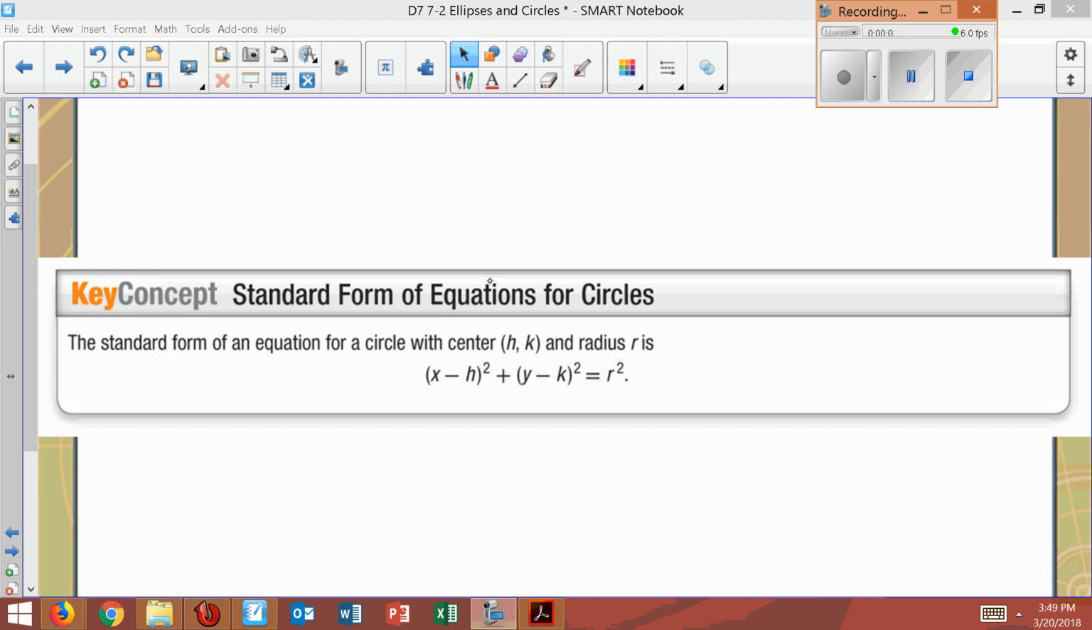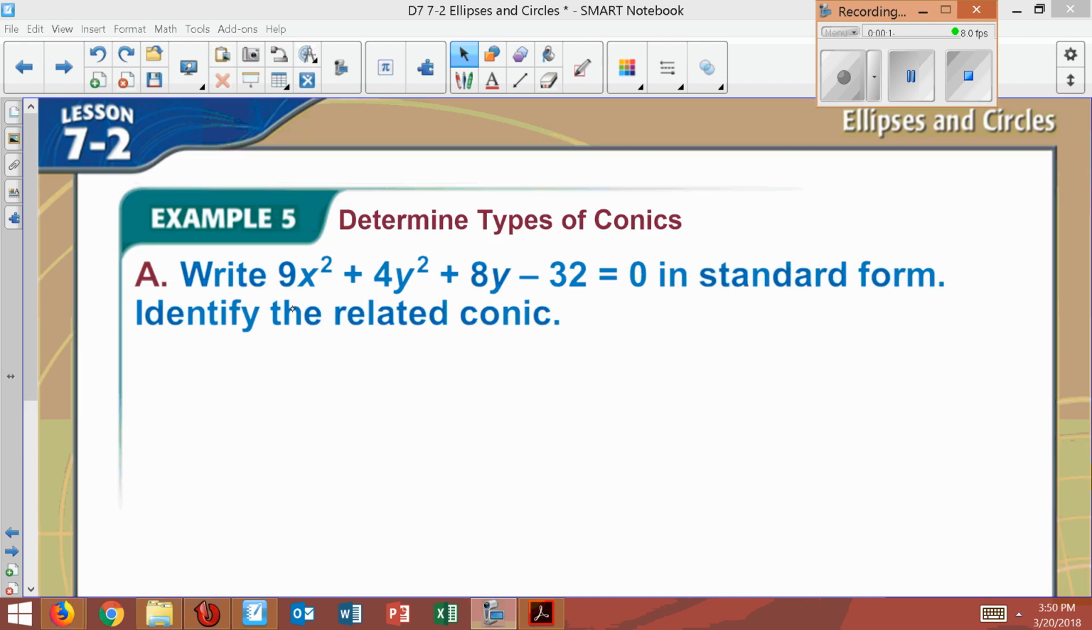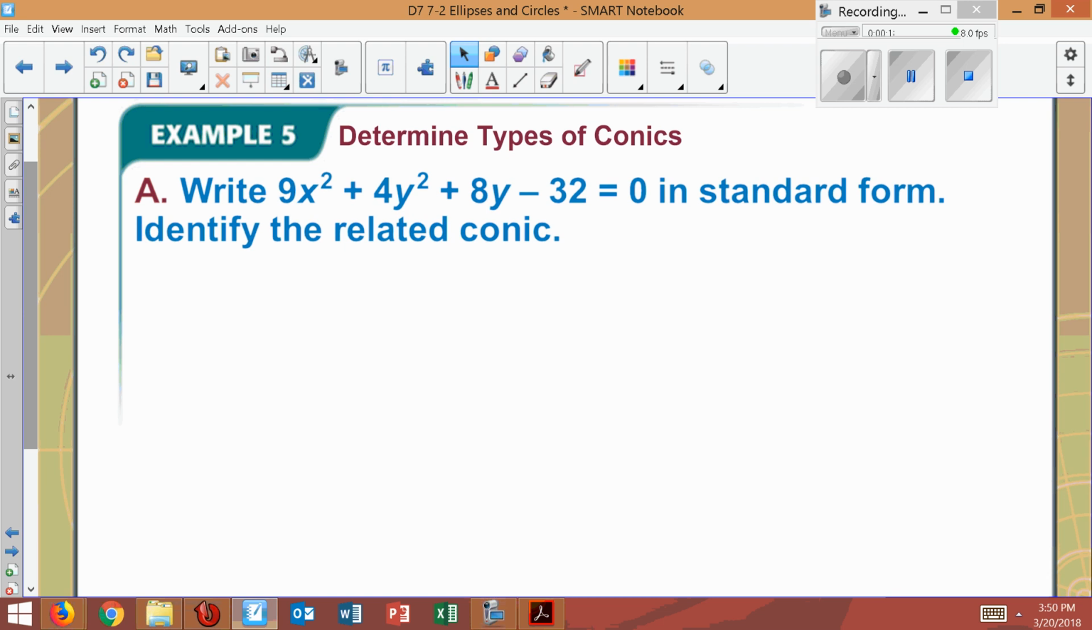Now let's talk about a circle. With a circle, what's different is you multiply away the denominators. They would be the same, and so instead of having 1 over here, you would just have whatever the radius would be, and it would be squared. So here, let's work through how we get a circle.